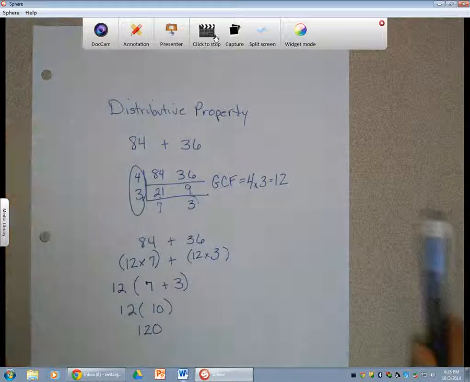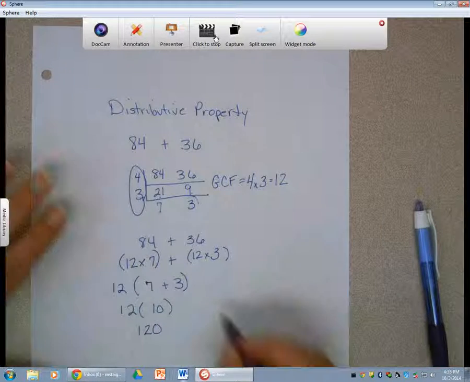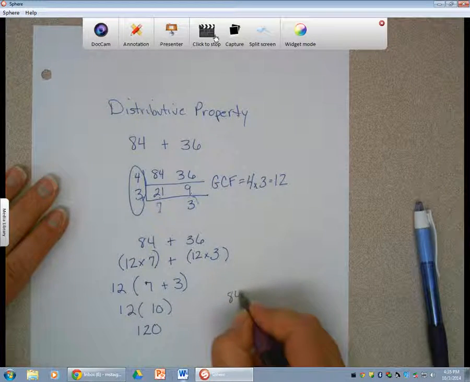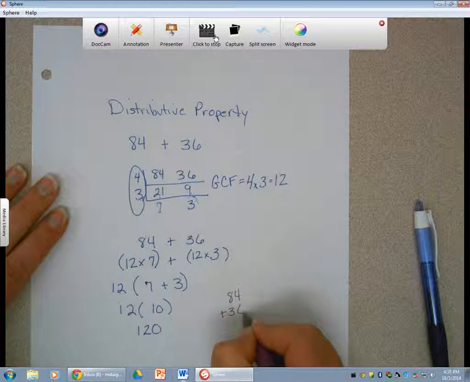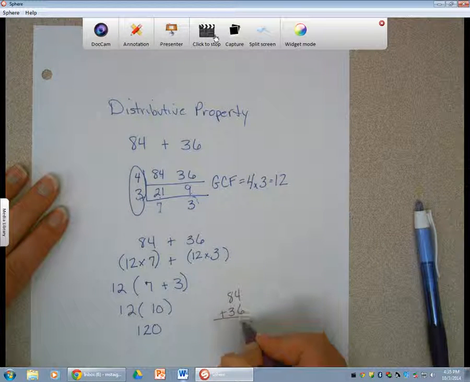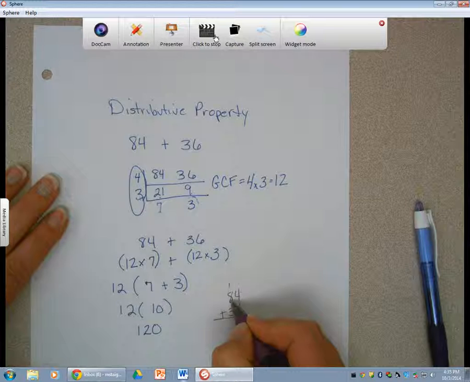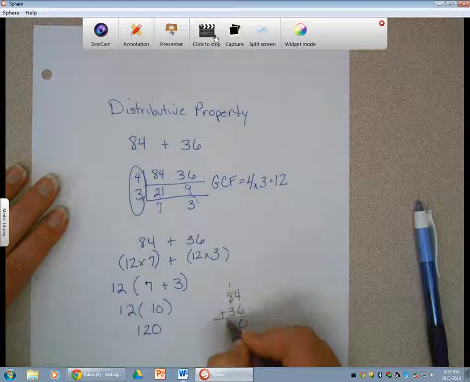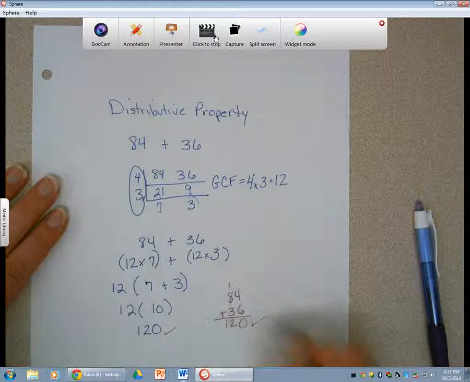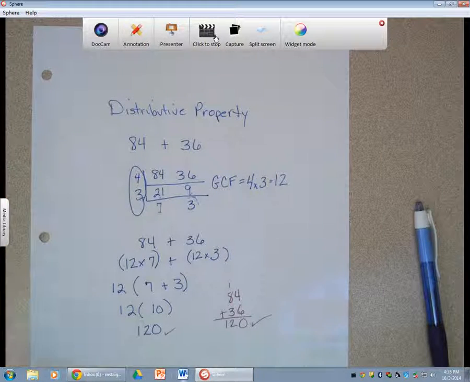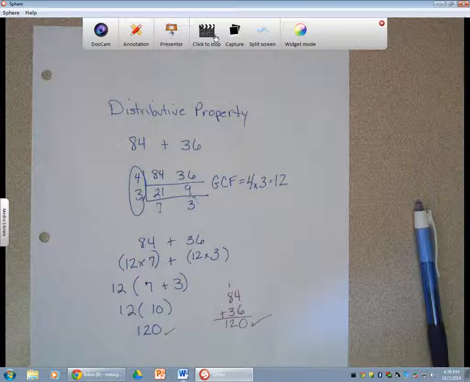And we can check our work by actually adding 84 plus 36. 4 plus 6 is 10, 8 and 3 is 11, plus 1 is 12. This answer checks with this answer, so we did our distributive property correctly. And that's all there is to using the distributive property.